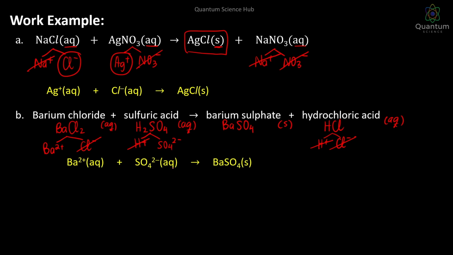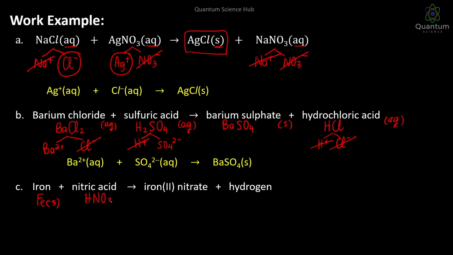Next, iron. What is the symbol of iron? Fe, and iron is a solid. Nitric acid, as long as it contains acid, of course it can dissolve in water. The symbol of nitric acid is HNO3, and iron(II) nitrate is Fe(NO3)2. Plus hydrogen, which is a diatomic gas, so I have to write H2, and this is a gas.